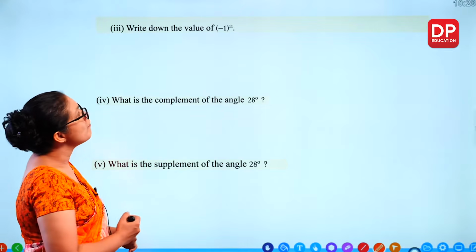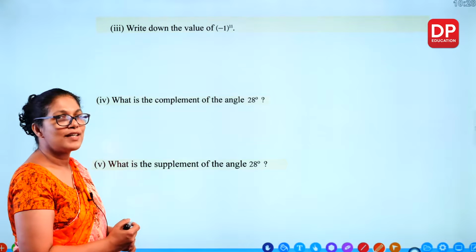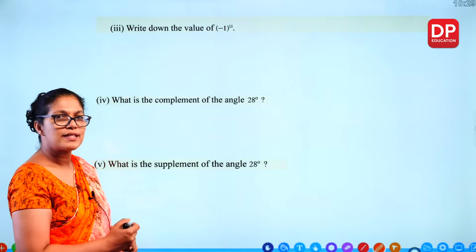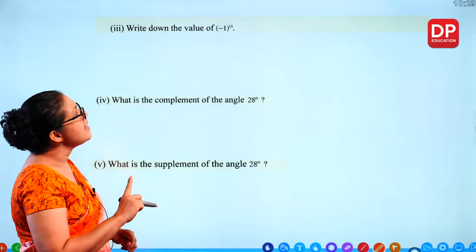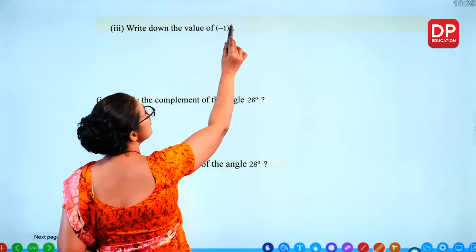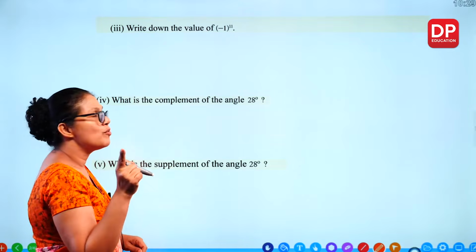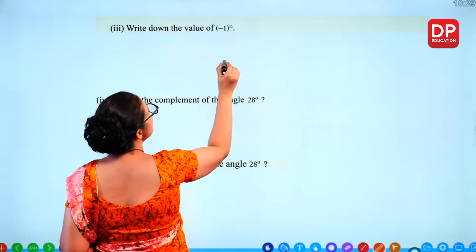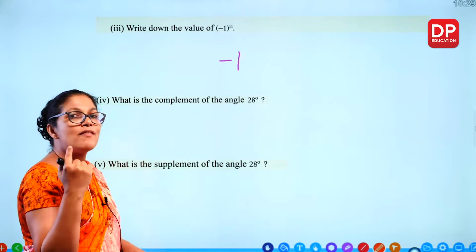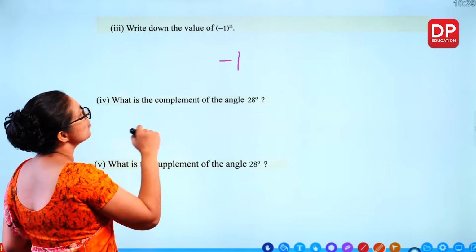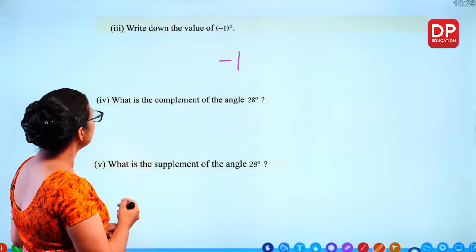Write down the value of minus 1 to the power 11. So what do you know about this? The power is odd. Negative 1 to the power of any odd number, you get a negative answer. So negative answer, but this is 1. 1 to any power is 1. So you get negative 1.